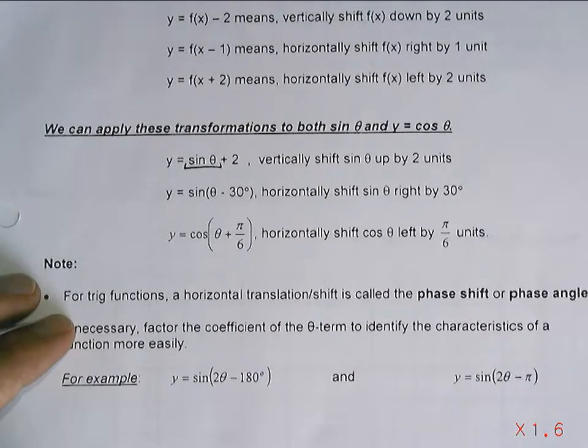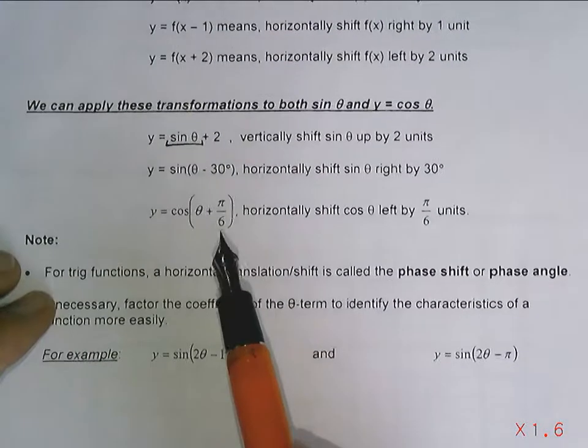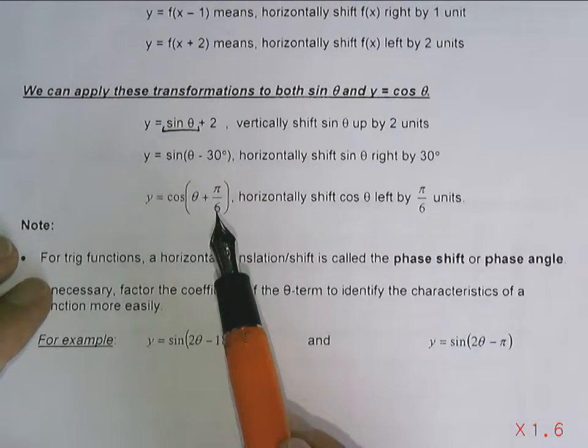Now, we have a special name for that. We call it phase shift. Why? Because we like to sound really smart and dignified. But it's simply a horizontal shift. But when we want to make people think that we're hoity-toity, we're going to call it a phase shift or a phase angle. So this one here, oh, look, I'm trying to be sneaky.